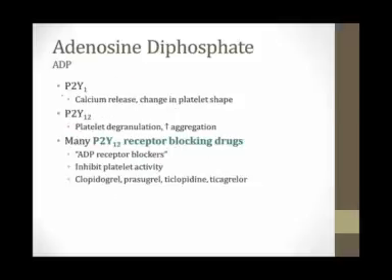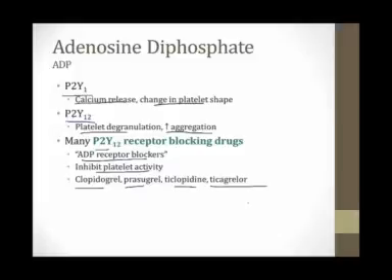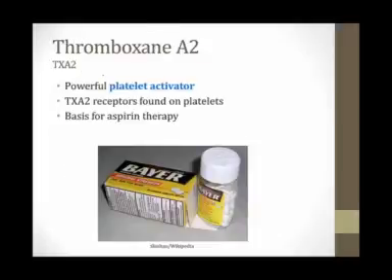When ADP binds to the P2Y1 receptor, the platelet will release calcium. It will also change its shape. When the P2Y12 receptor is bound, the platelet will degranulate and there's an increase in the aggregation of platelets. And many drugs function as P2Y12 receptor blocking drugs. These are often called ADP receptor blockers. They all inhibit platelet activity. We'll talk about these drugs in more detail in the module on antiplatelets, but they go by names like clopidogrel, prasugrel, ticlopidine, and ticagrelor.